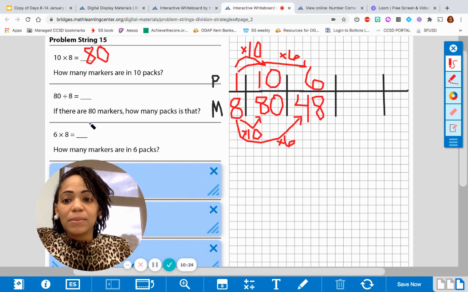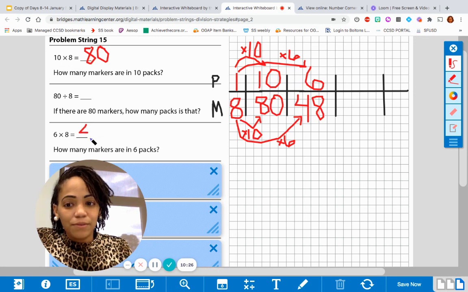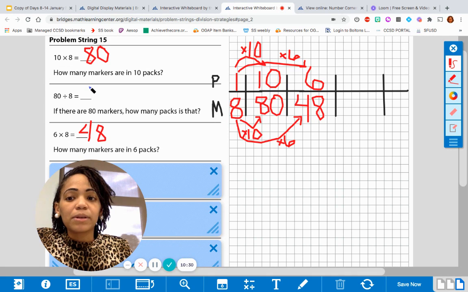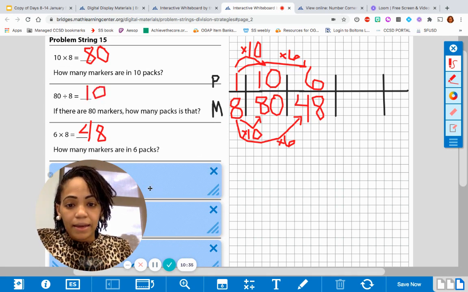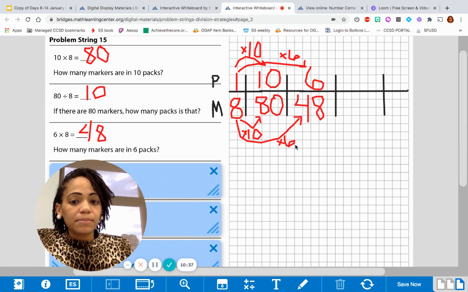So how many markers are in 6 packs? 48. The top number represents how many packs, and the bottom number is representing how many markers are in each pack. Let's go to the next problem.